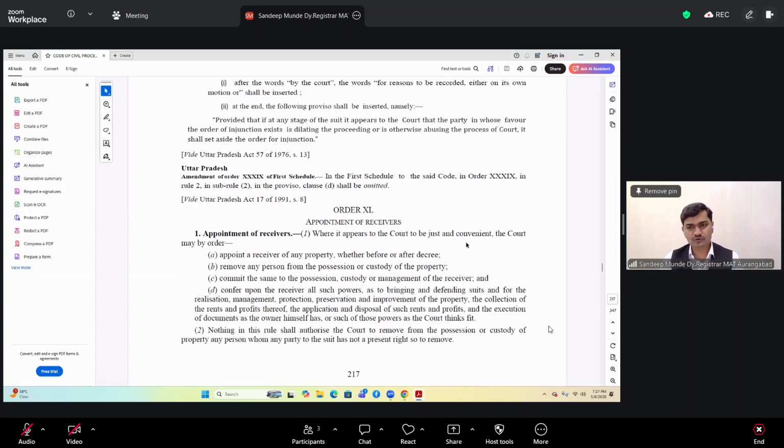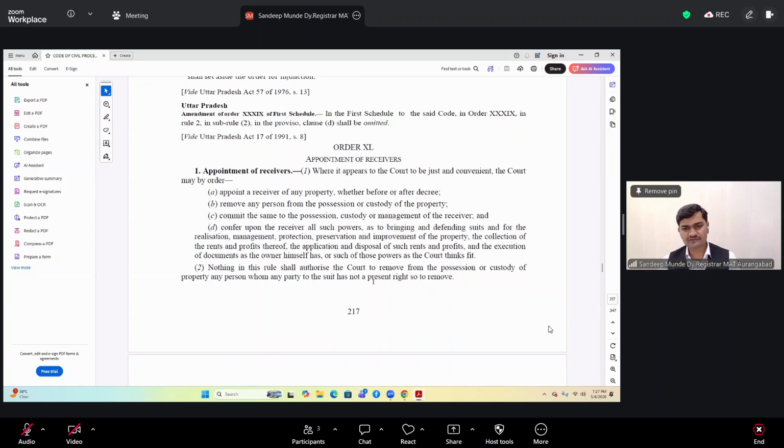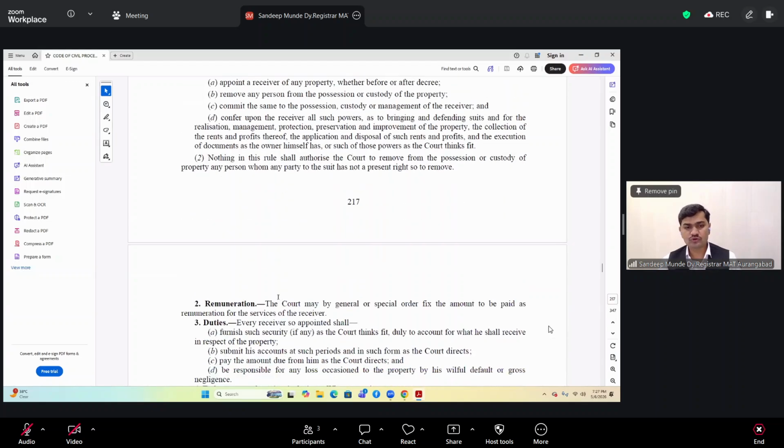Where it appears to the court to be just and convenient, the court may, by order, appoint a receiver of any property, whether before or after decree, remove any person from the possession or custody of the property, commit the same to the possession, custody or management of the receiver, and confer upon the receiver all such powers as to bringing and defending suits and for the realization, and so on. Nothing in this rule shall authorize the court to remove from the possession or custody of property any person whom any party to the suit has not a present right to so remove.